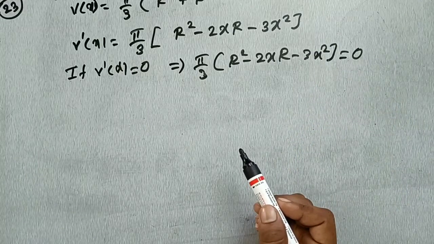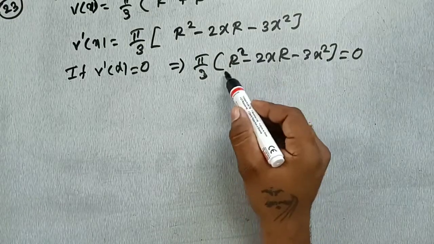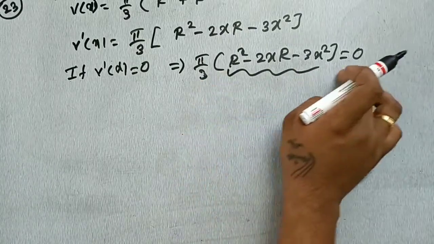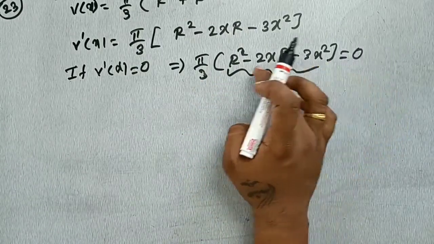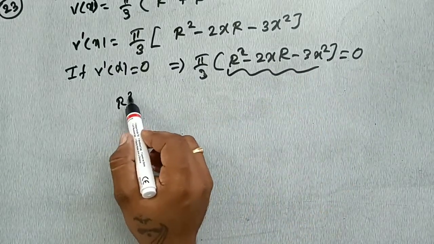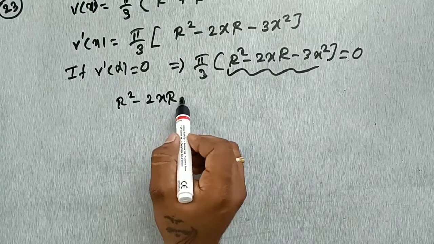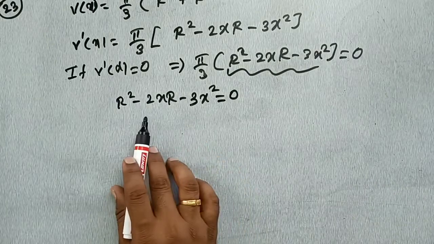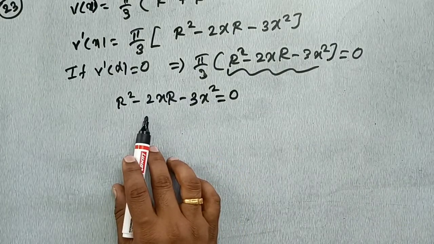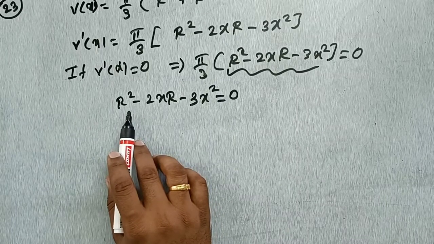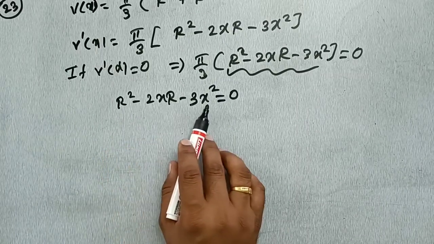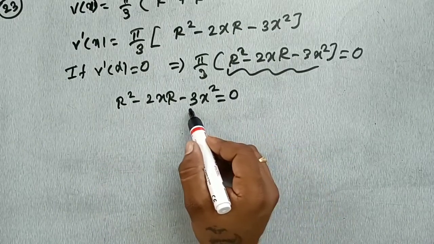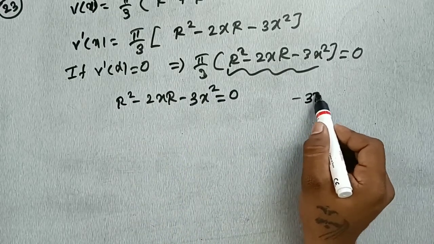So I need the value of x. Pi by 3 will go to the other side and become 0, so I write R square minus 2xR minus 3x square equal to 0. We need to factorize this quadratic polynomial in R, using the middle term splitting method. What is the constant term? That is minus 3 into x square.